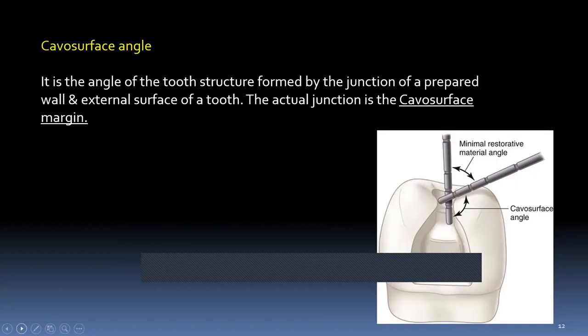The next terminology is the cavosurface angle. Here we can see the cavosurface angle means the angle of the tooth structure formed by the junction of the prepared surface and the external surface of the tooth. And the actual junction is the cavosurface margin.